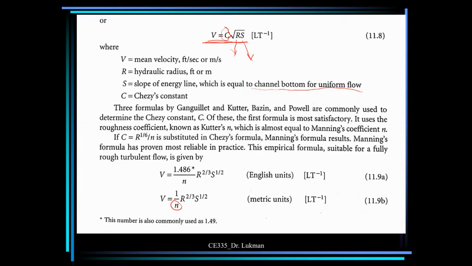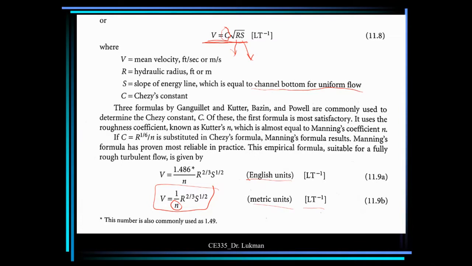So this is the Manning's formula, and this is for metric units. And for English units, that's the imperial unit, you have almost 1.5 over n, and then R will be in feet now. And the bottom slope is dimensionless.